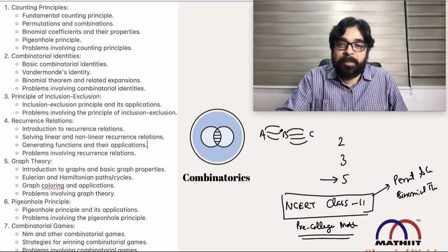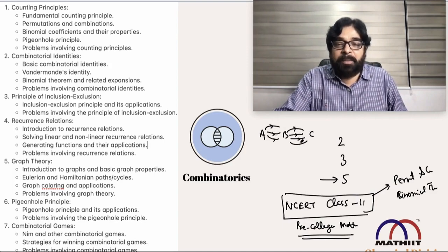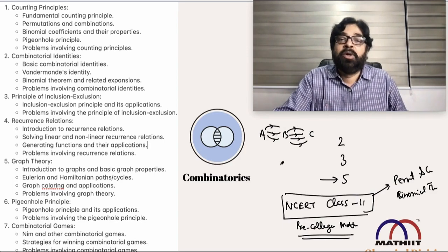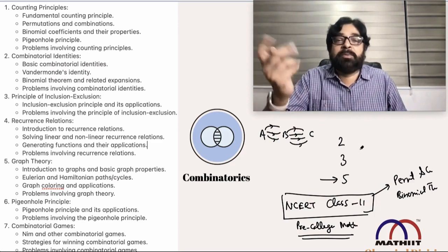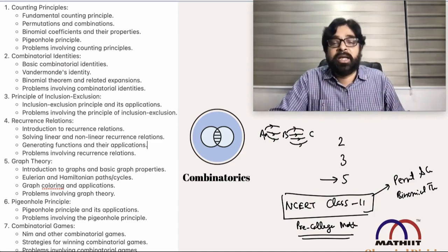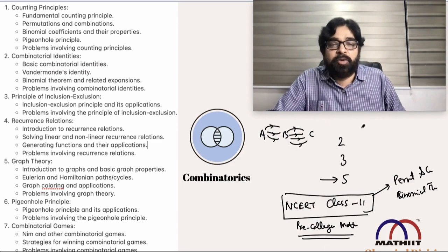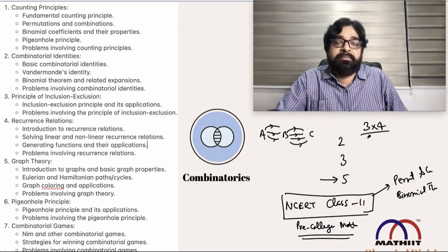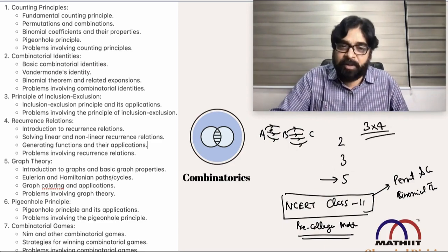Means, if from A to B you have 3 options, and from B to C you have 4 options, and somebody asks you, from A to C, how many options are there to go? So what do you say? 3 into 4. This is called counting. 12 ways are there. You can check it.